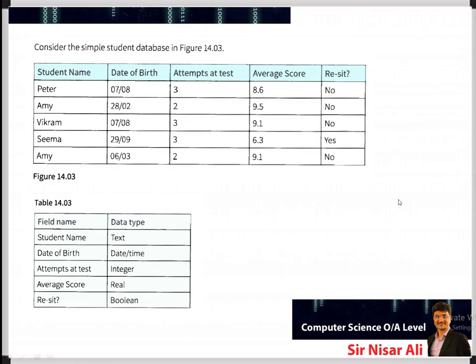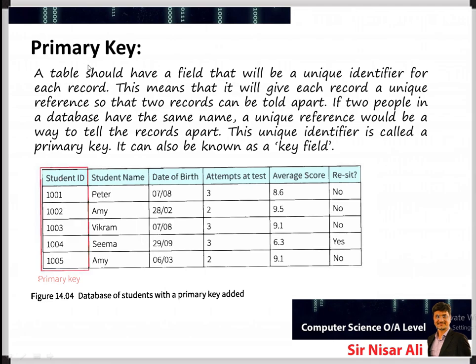And after the data type, we have the primary key. I have given you the explanation of the primary key in my past lesson. A table should have a field that will be a unique identifier. Identifier means something that will help to identify that record. The records are in horizontal position, so it is important that each record must be uniquely identified from the others.